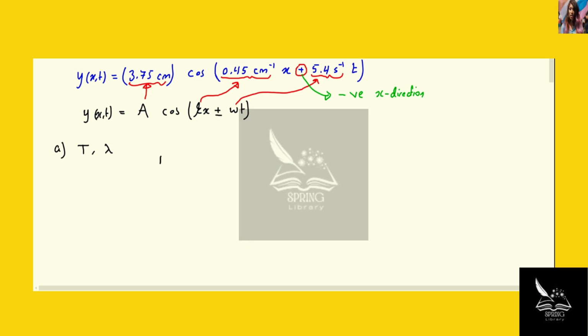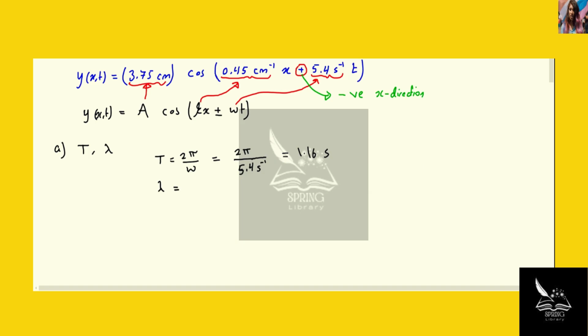So let's start with T. We will write T equals 2 pi over omega, which is equal to 2 pi divided by 5.4 second inverse, and that's equal to 1.16 seconds.